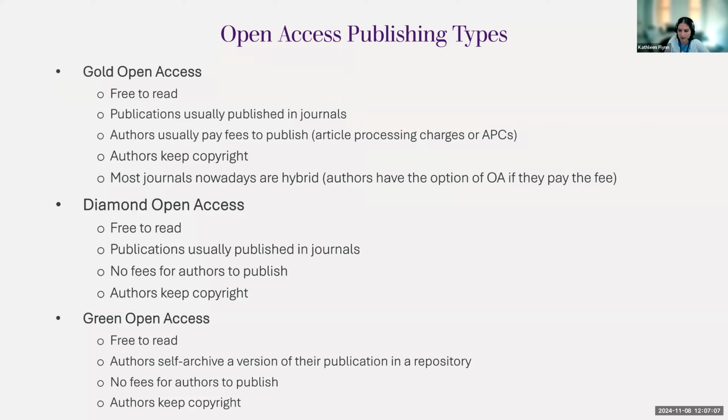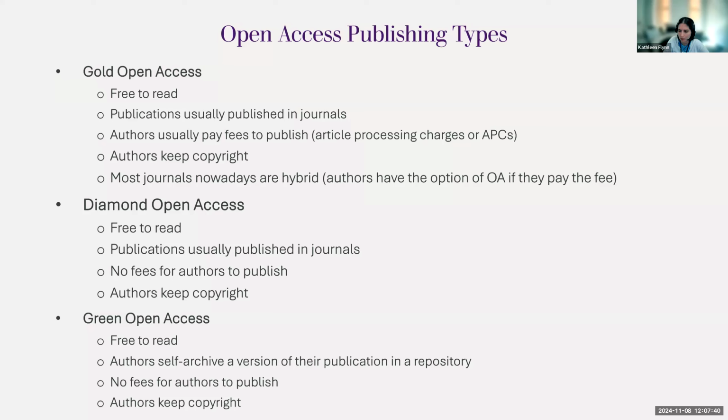So gold open access is very common. These journals will charge those APC fees to authors to publish their works open access. So some of these journals will be fully open access, but nowadays most journals are at least hybrid. So with a hybrid journal, authors have a choice. They can pay the fee if they'd like to make it open access, or they can stick to the traditional model and put it behind a paywall and not pay, and the journal will take their copyright.